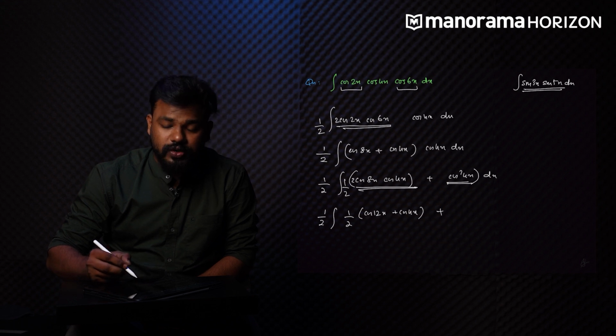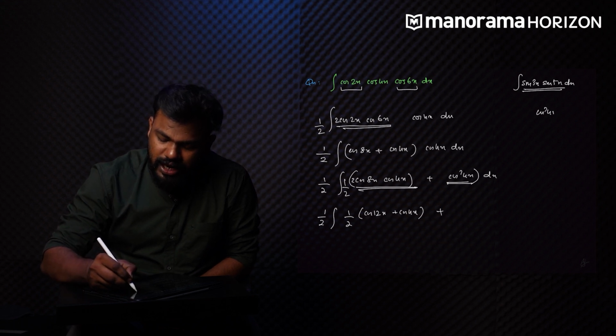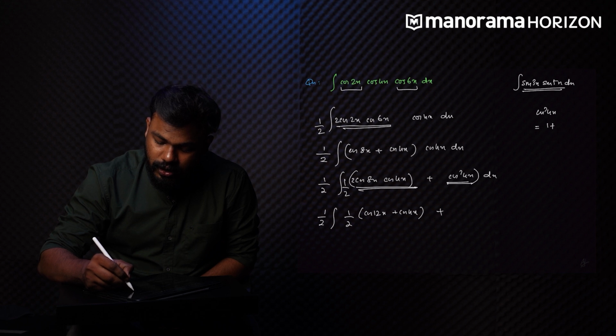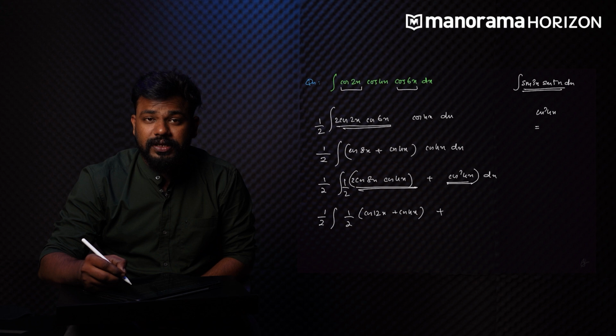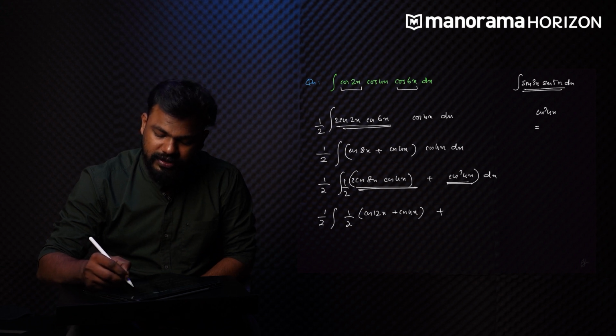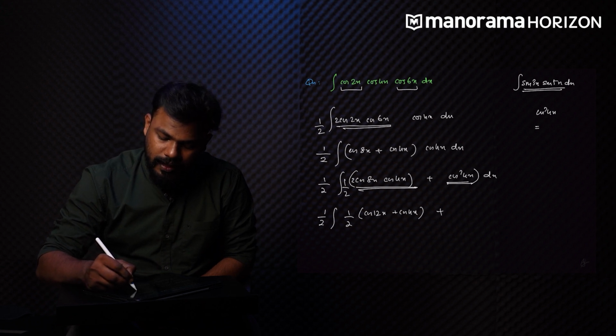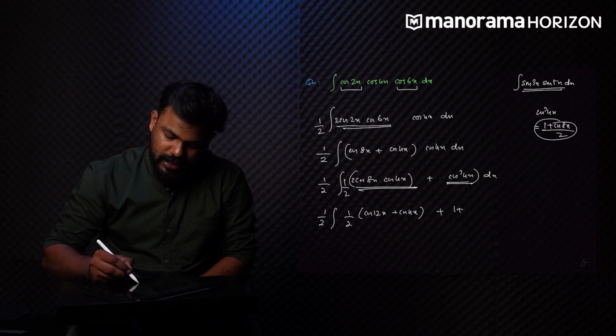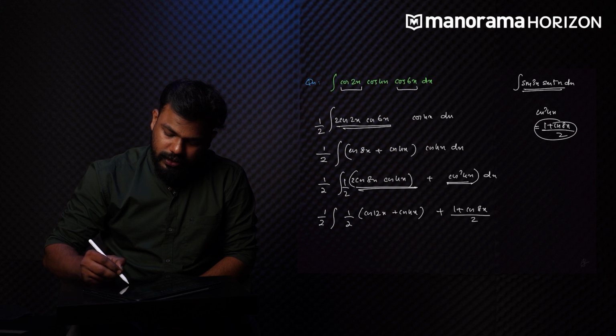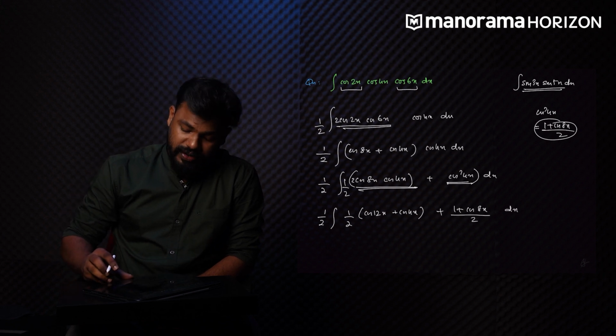How can we write cos square 4x? We know that cos square x is 1 plus cos 2x by 2. So you can write cos square 4x as what? 1 plus cos 8x by 2. So that is one way you can write it. So 1 plus cos 8x by 2 dx.